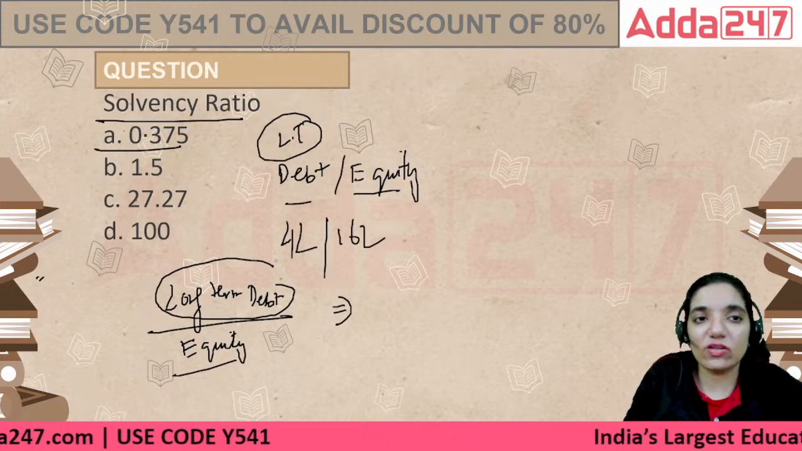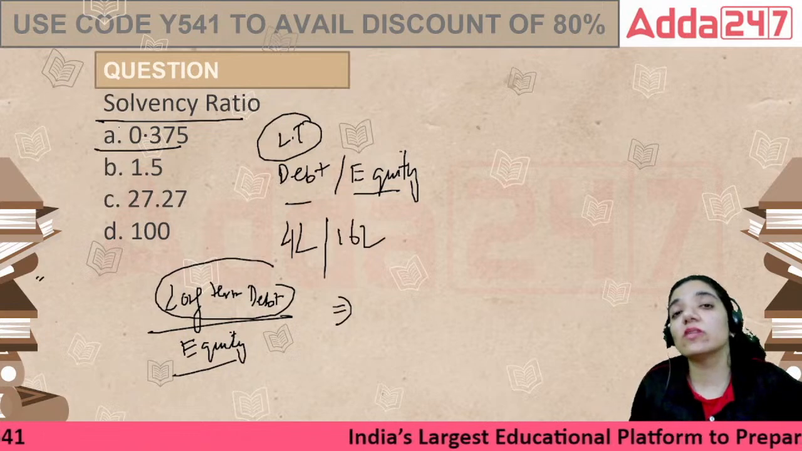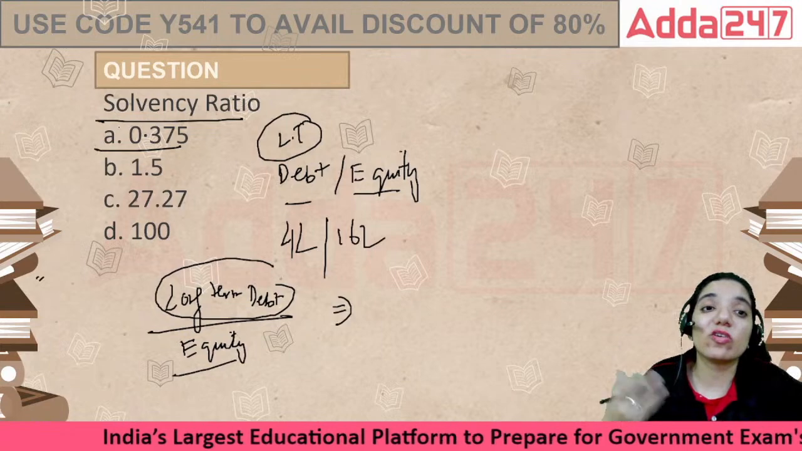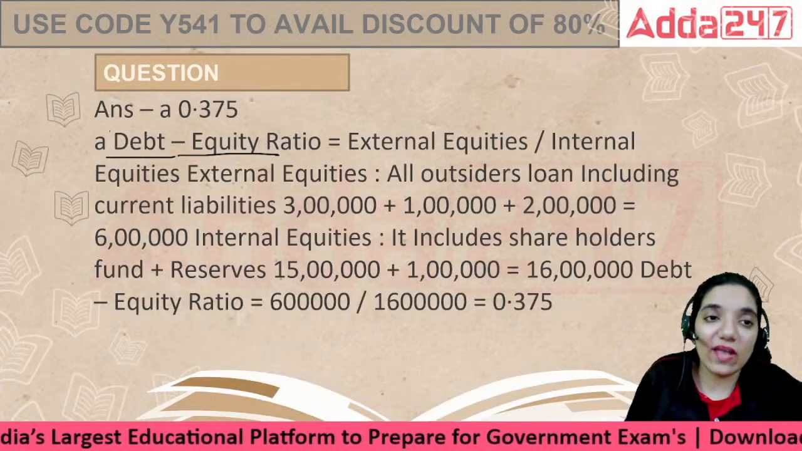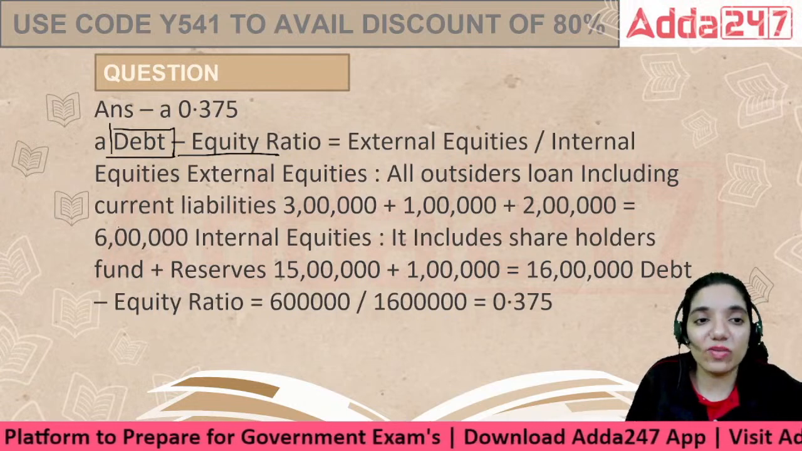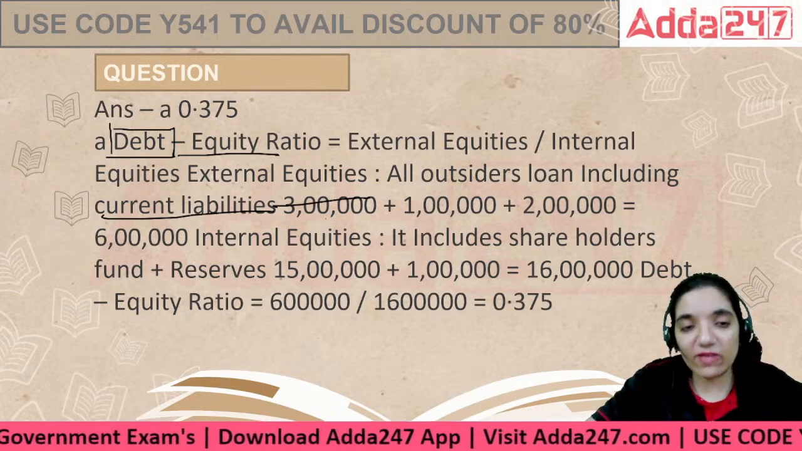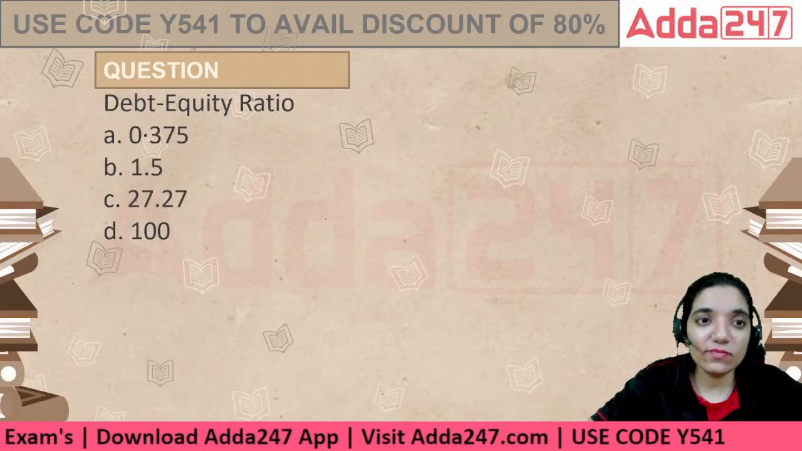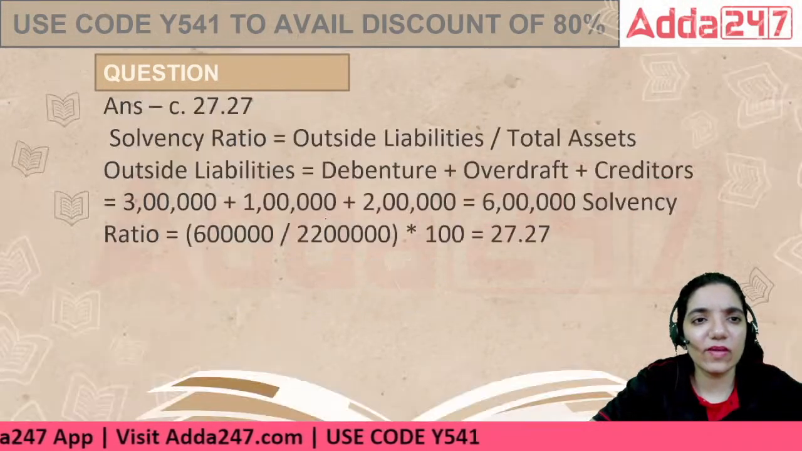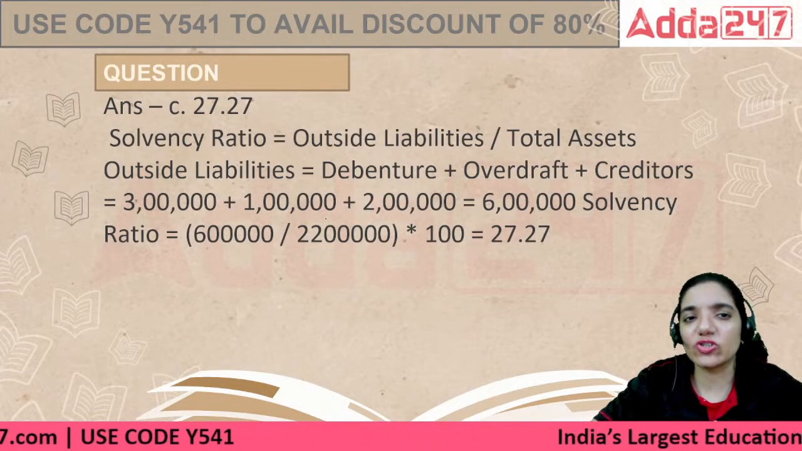So I think there's something wrong with the question, so let's leave this question, because the correct answer is that long-term debt has to be taken, not the long-term plus short-term debt. Solvency ratio is all about the debt upon equity. So here the debt means only and only the long-term ones, not the short-term ones. So basically the current liabilities are not going to be a part of it. This is not the correct answer. So leaving this question altogether.